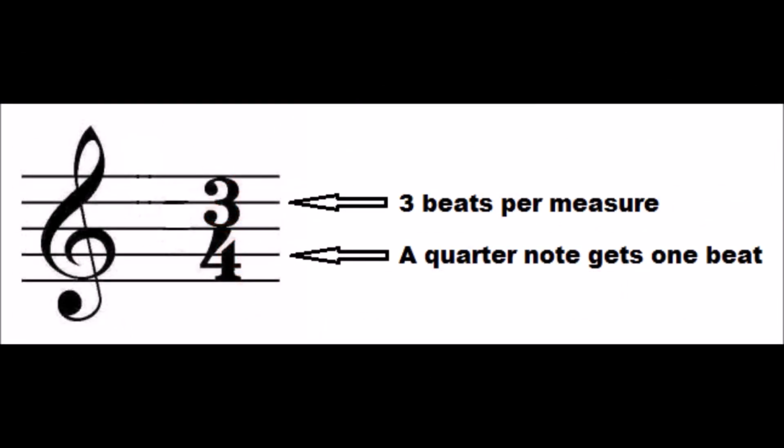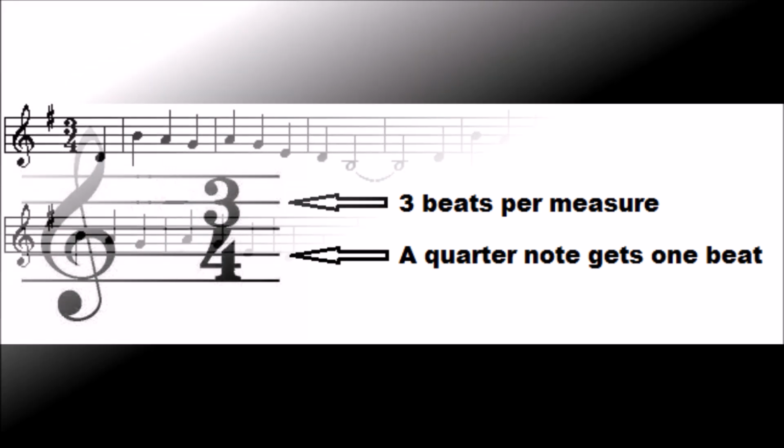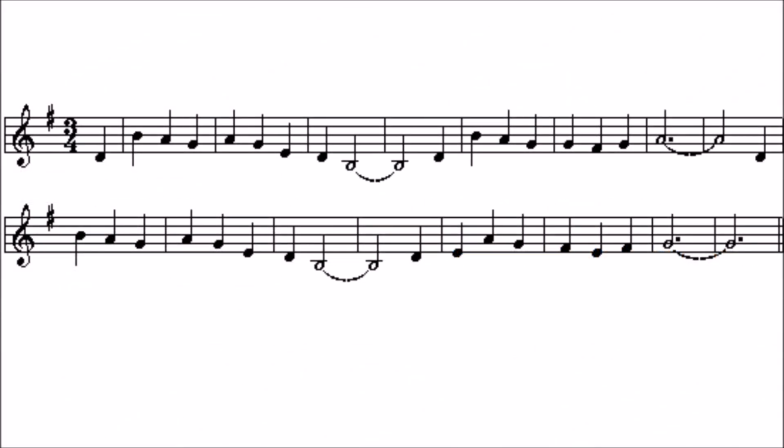In a 3/4 time signature, the 3 at the top tells you that there are 3 beats in a measure, while the 4 at the bottom tells you that a quarter note receives 1 beat. 3/4 means that there are 3 quarter note beats per measure. The notes in a measure must add up to 3 quarter notes.